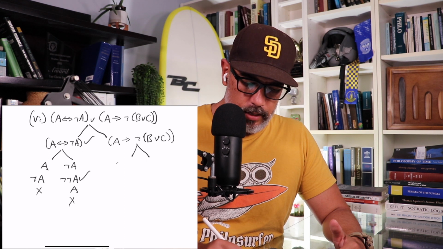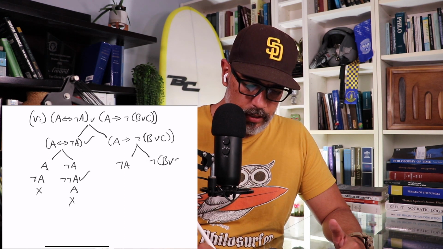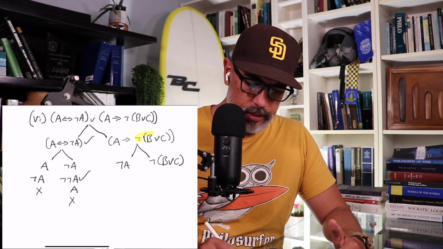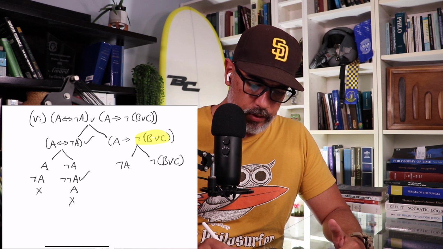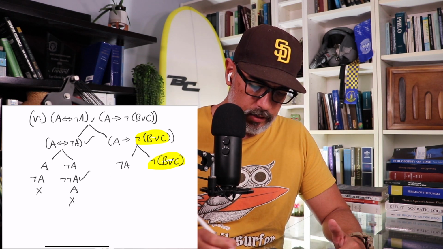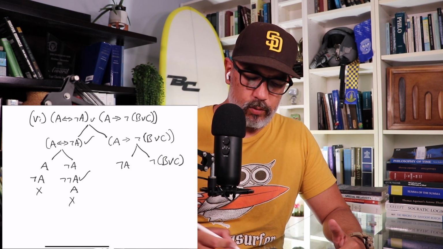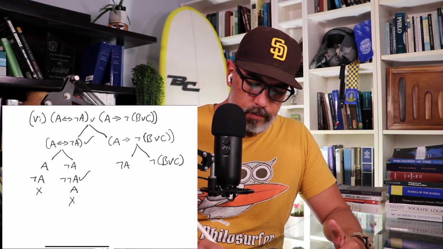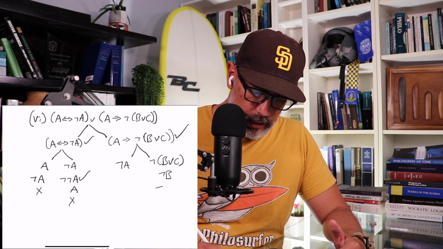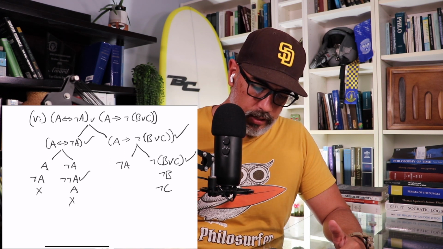Then the if A, then not (B or C). You get not A and not (B or C). Looks like we negated that B or C, but that's not what we did, right? This is a not (B or C) right here. So we just copied that down, not (B or C) down here. And that's because that is the conditional rule. So then the not (B or C) looks like this, not B, not C, check.